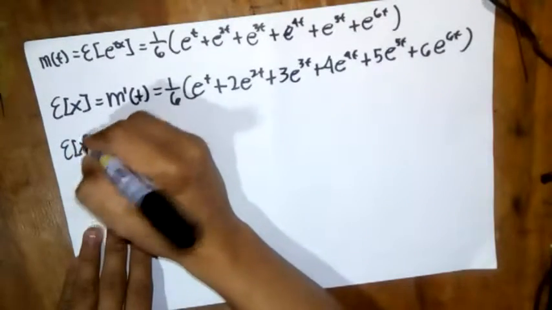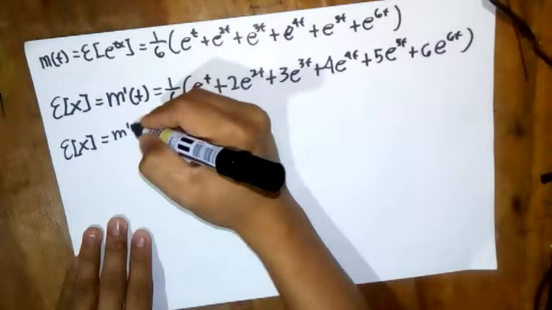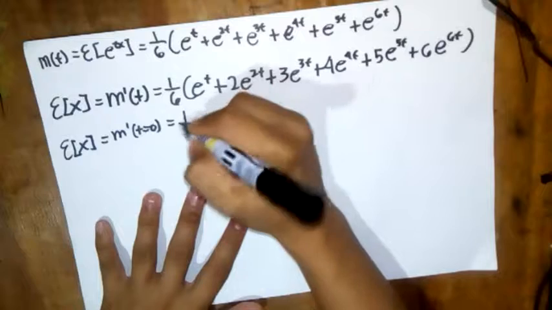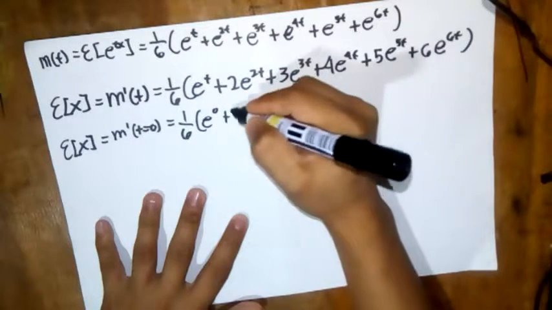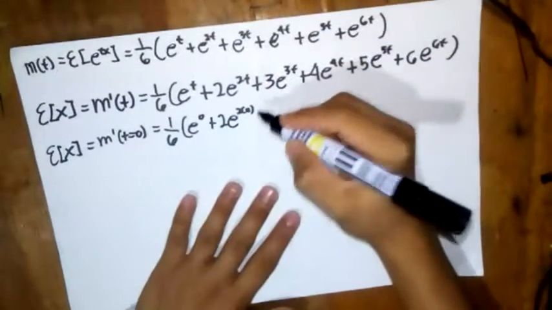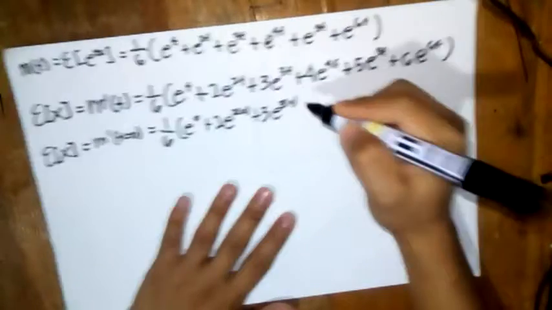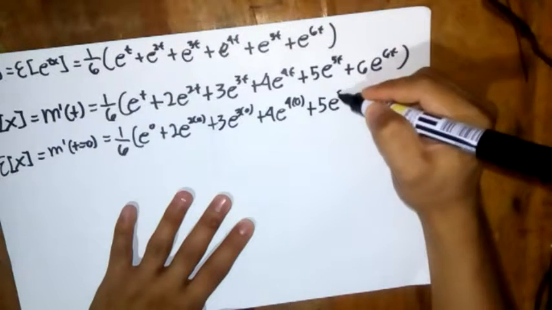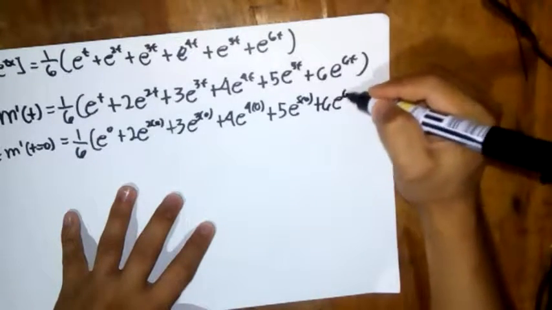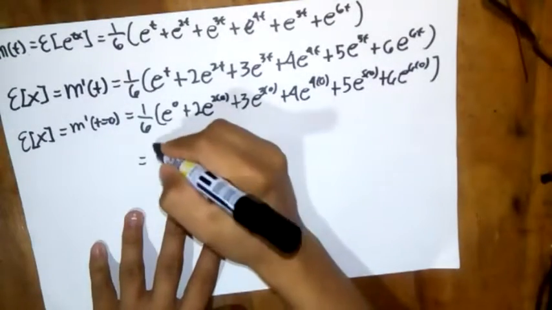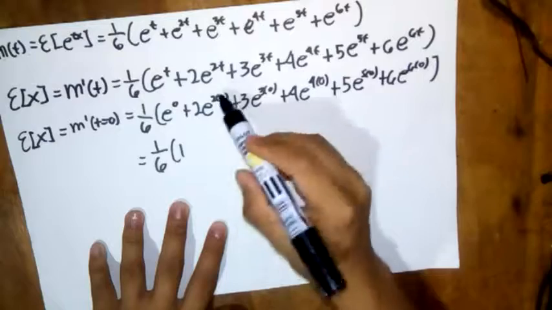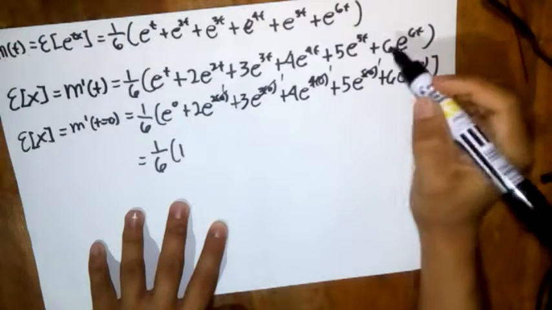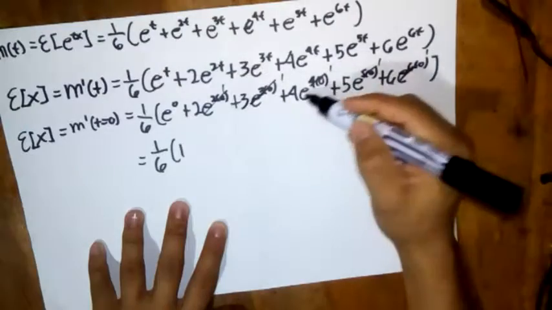And now let t equal to 0 to find its mean. So 1 over 6 times e to the 0, plus 2 e to the 0, plus 3 e to the 0, plus 4 e to the 0, plus 5 e to the 0, plus 6 e to the 0. And then 1 over 6, all of these e to the 0 are 1.